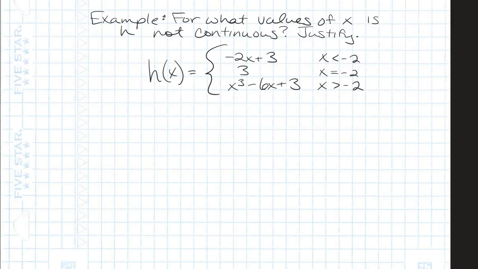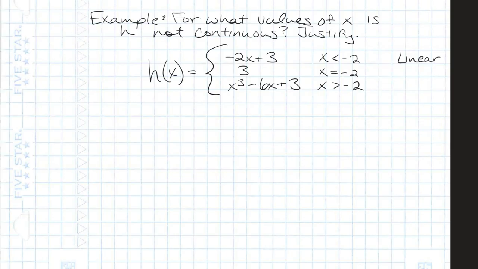When we're left with a problem like this that doesn't give us a number to check continuity for, we've got to use a little bit of prerequisite knowledge. What kind of function is this, just this top part? Linear. Linear is always continuous. We know that. It's a polynomial function. It's continuous.